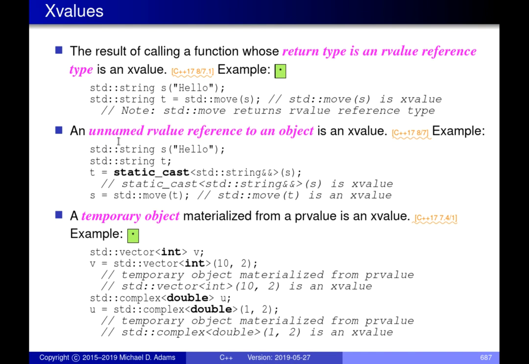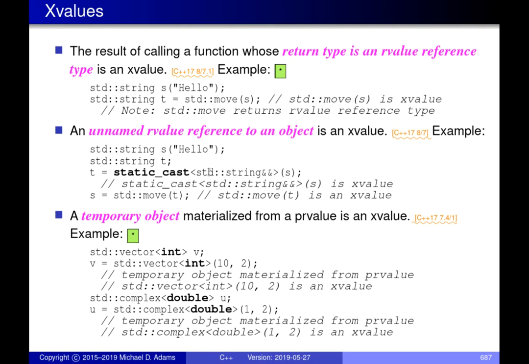Another example, which is almost like this one up above: anytime you have an unnamed R-value reference, which is what we have here, the std::move of s, it doesn't have a name, it's just a temporary object, the return value of the function. Anytime you have an unnamed R-value reference to an object, this is also an X-value expression. It turns out that std::move is basically just doing a static_cast. It doesn't move anything. It probably doesn't even generate any CPU instructions in your code. It's just casting the type of something to add an R-value reference to it. Anyway, so this is an X-value expression.